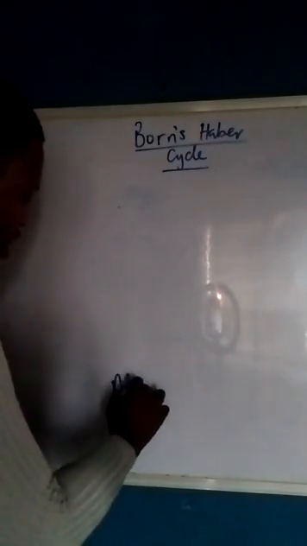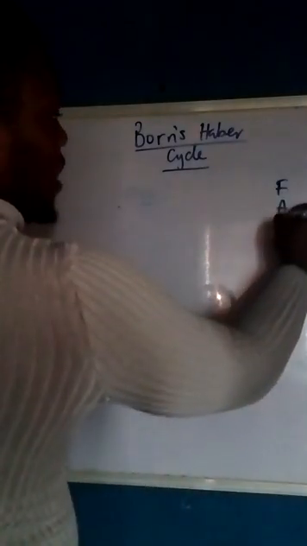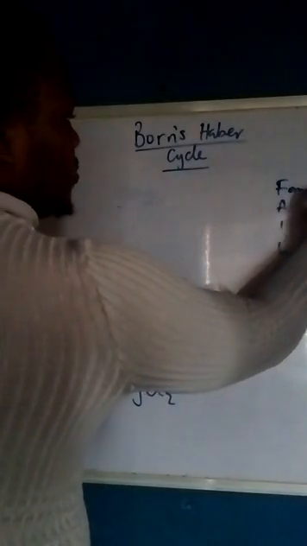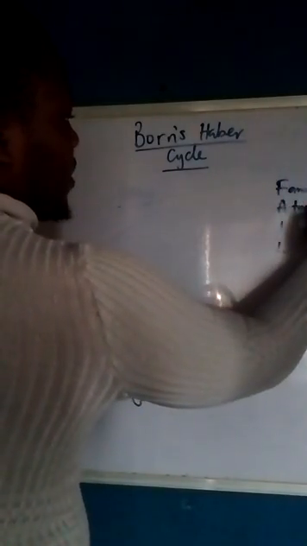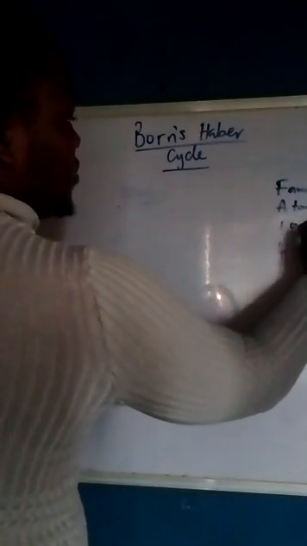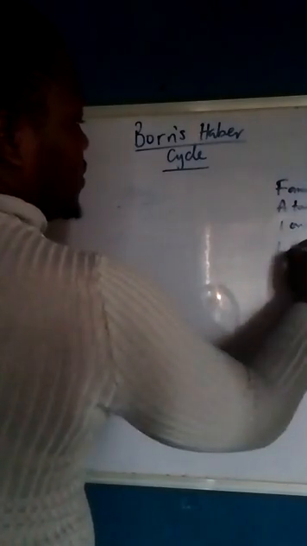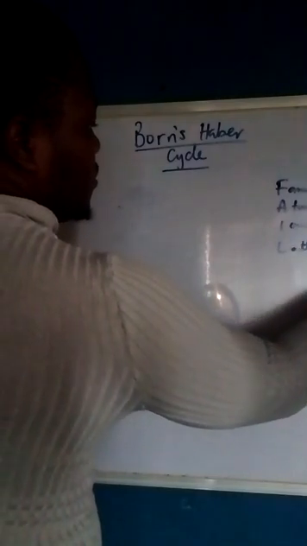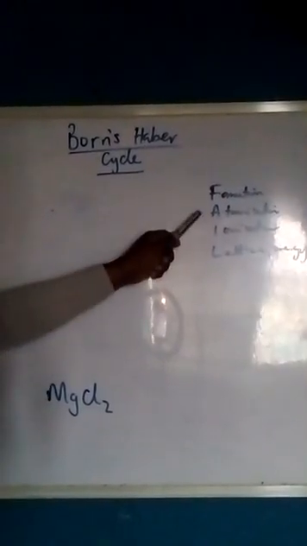Now when we are looking at the formation of magnesium chloride, the compound is written as MgCl2, right? So I would like to write a kind of acronym, FAIL. The F represents the formation, the A represents the atomization, the I the ionization, and the L the lattice energy. As I go on, I will be defining these terms. So you have the formation, the atomization, the ionization, and the lattice energy.